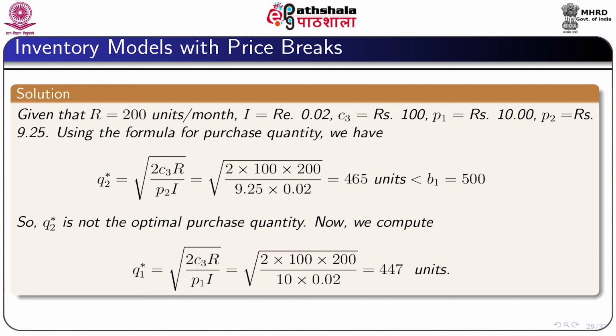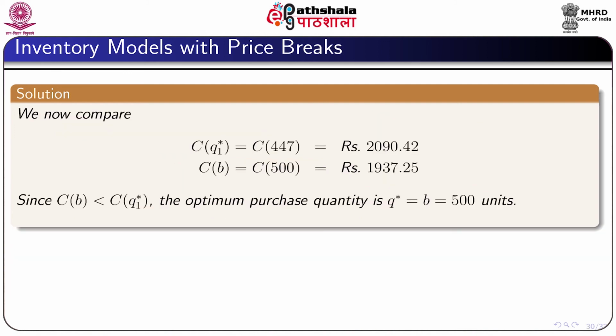Again, for this we use the basic purchase quantity formula, Q1* equal to root over 2 C3R by P1I, which is equal to 447 units. We now compute C(Q1*) and C(B), that is C(447) and C(500), and from this we see that C(B) is less than C(Q1*). Therefore, the optimal purchase quantity should be Q* equal to B equal to 500 units.